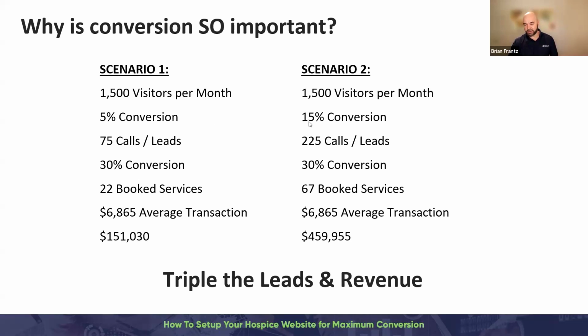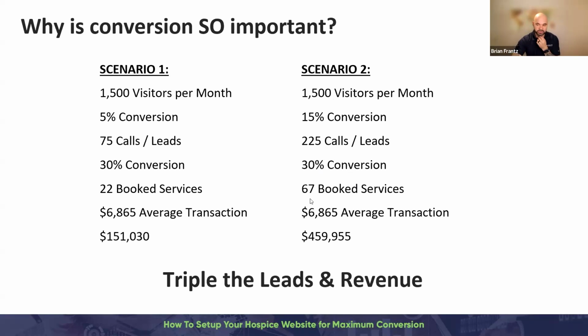Now, in scenario number two, and this is typical with a lot of websites out there in many different industries, conversion is 5, maybe 10% if you're lucky. There are very specific things that we can do to increase the conversion effectiveness of the website. Say in scenario number two, that same traffic, 1,500 visitors, at 15% conversion, we're looking at a lot more leads, 225 leads. And say the same 30% of those book services, right?